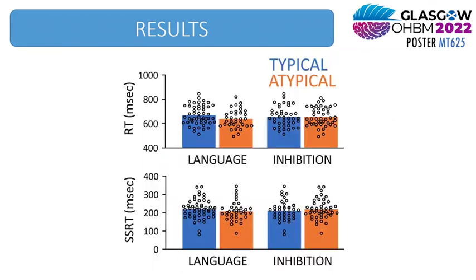We also wondered if there existed any performance differences between the typical and atypical group, either by language or inhibition, but we did not find any difference. They were as fast to inhibit the response. They were as fast to just answer word or pseudoword in the Go trials, so we didn't have any difference here.